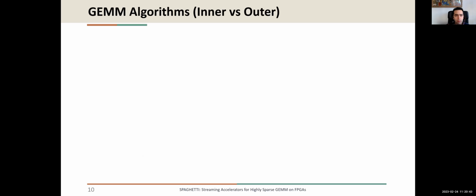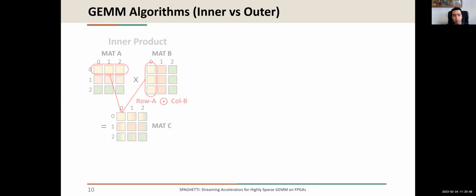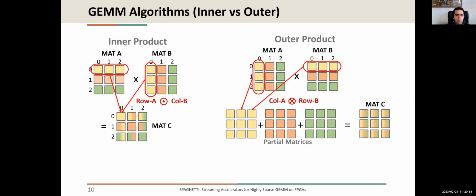All right, GEMM algorithms. Now let's take a look at the inner product versus outer product. So in the inner product matrix multiplication, we take one row, one column, and we do a dot product operation, and then that gives us the first element of the output matrix. But we have another algorithm for matrix multiplication called outer product. It's pretty simple and kind of similar to inner product, but in a different order of operations.